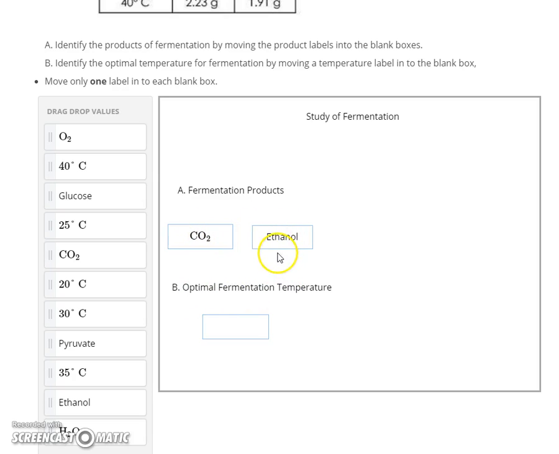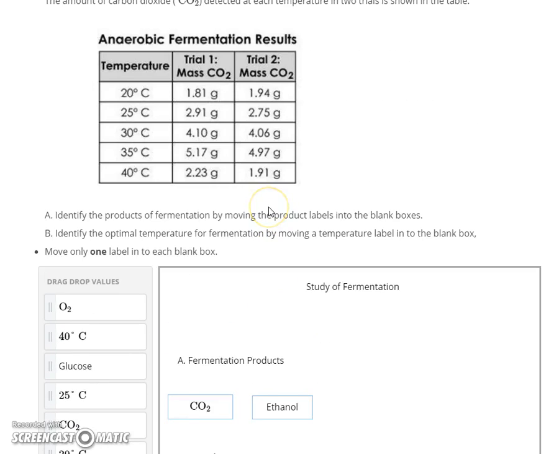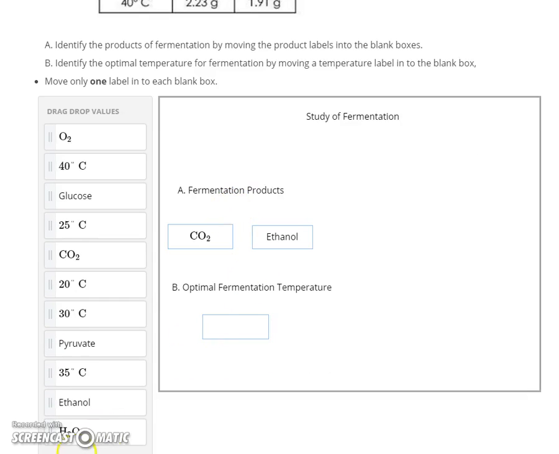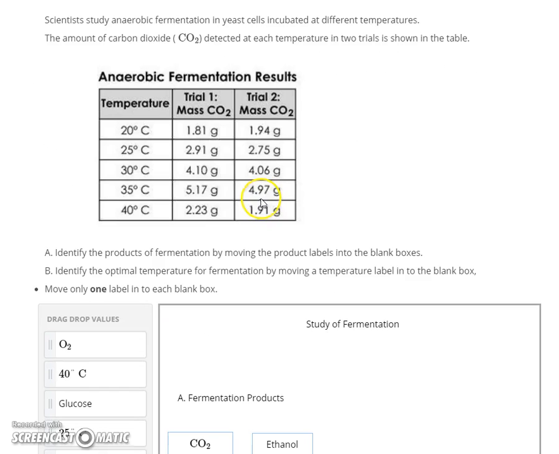The optimal fermentation temperature is the one that seems to produce the most CO2. Again, the more CO2 that gets made, the more products we must be producing. So the highest CO2 is here, and the highest CO2 for the second trial is here. So 35 degrees seems to be the best one. So we find 35, and that's our optimal temperature. So there's our 3 points for that one. Next.